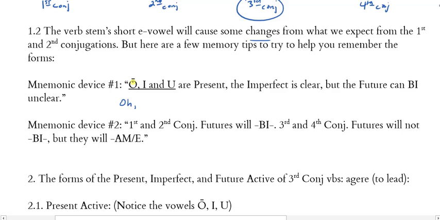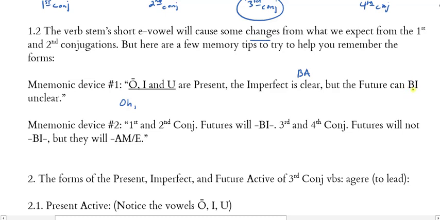O, I and you are present. The imperfect is clear, but the future can be unclear. So here I'm giving you a window into third, and we're going to see fourth conjugation verb patterns, where for the present tense, O, I, and you are going to be important. For the imperfect tense, its form will be clear, meaning that what I expect are forms of ba to mark the imperfect tense, followed by the personal endings. And then the future can be unclear.